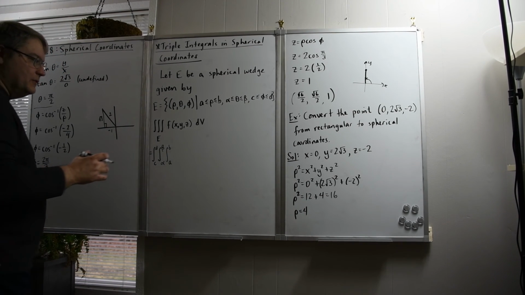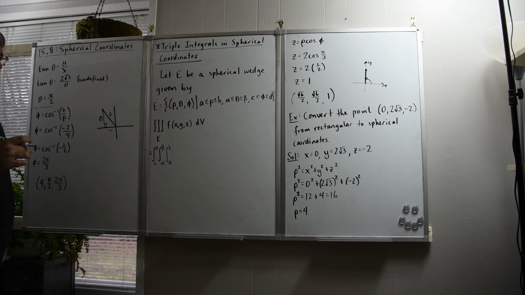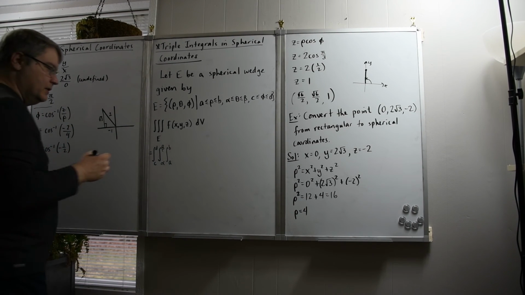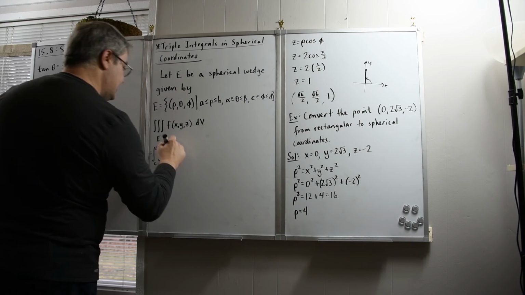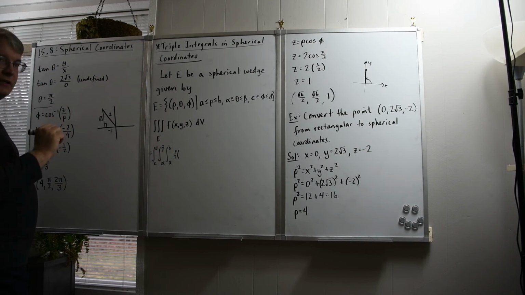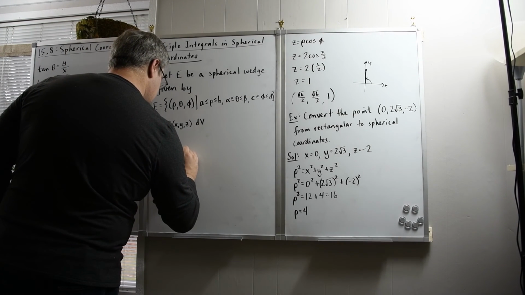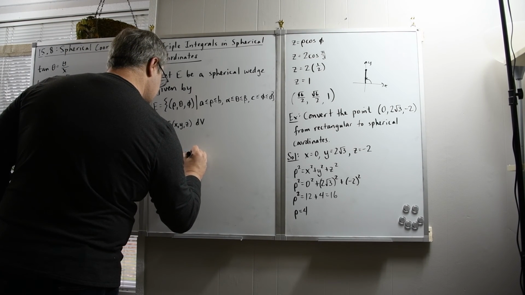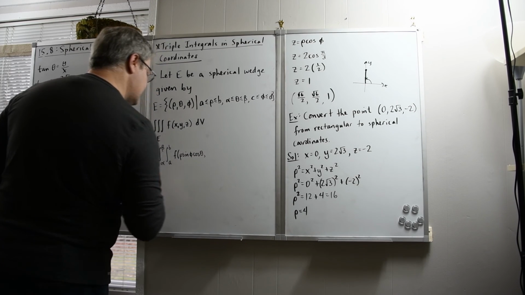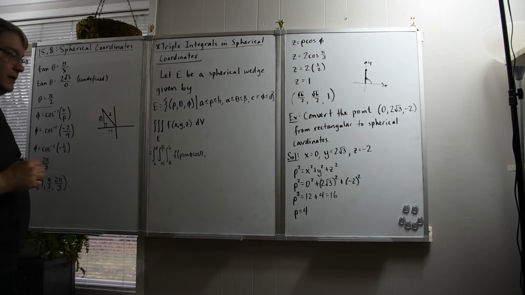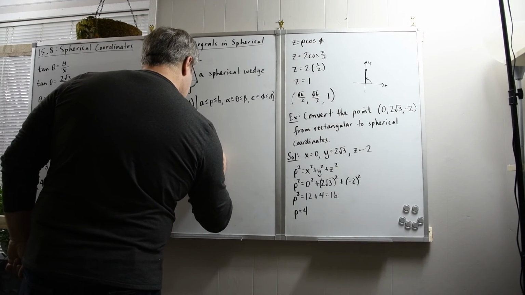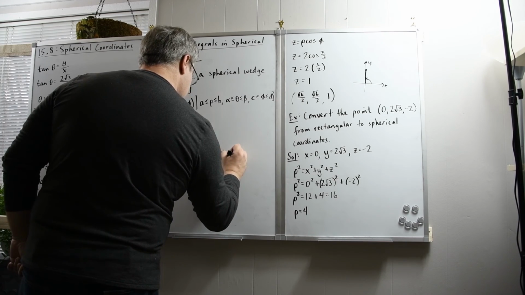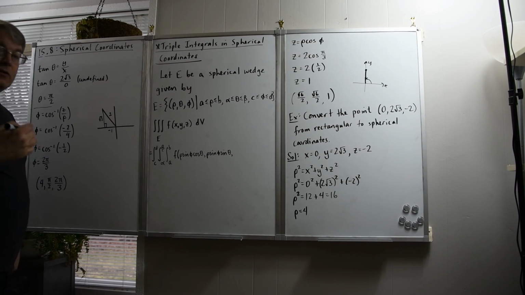Now, your f of x, y, z works great if you're in rectangular coordinates. But if our goal is to perform this triple integral in spherical coordinates, then we're going to have f of x. Well, we're not going to use x, are we? We're going to use rho sine phi cosine theta. We're not going to use y. We're going to use rho sine phi sine theta. We're not going to use z. We're going to use rho cosine phi.